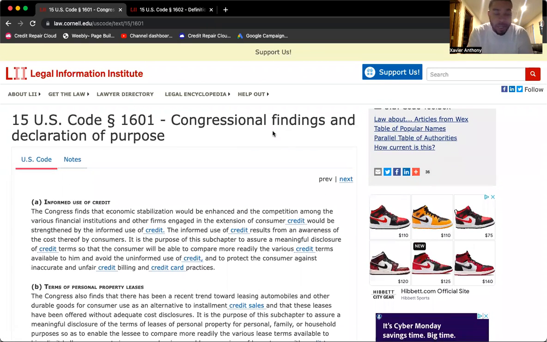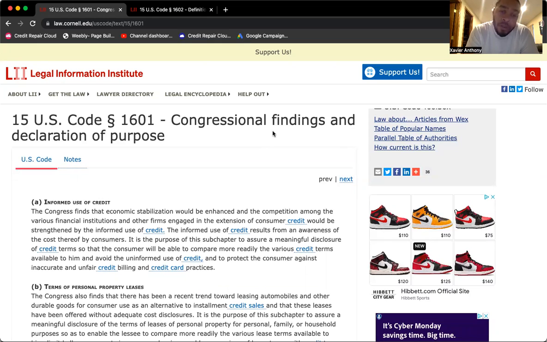Congressional Findings and Declaration of Purpose. Let's get it. So, A, informed use of credit. The Congress finds that economic stabilization would be enhanced and the competition among the various financial institutions and other firms engaged in the extension of consumer credit would be strengthened by the informed use of credit. The informed use of credit results from an awareness of the costs thereof by consumers.